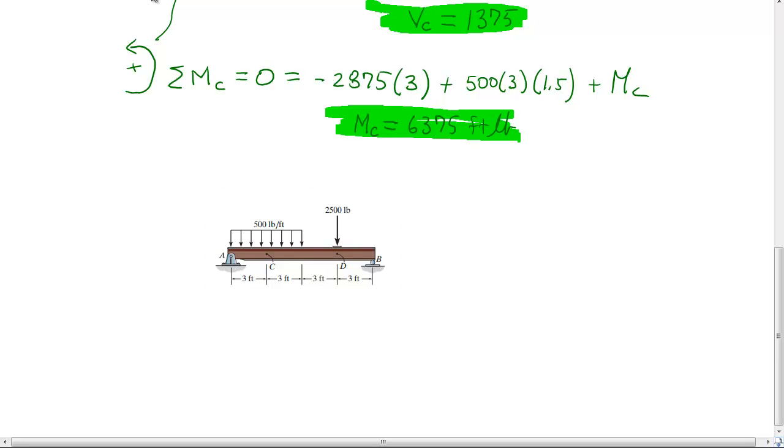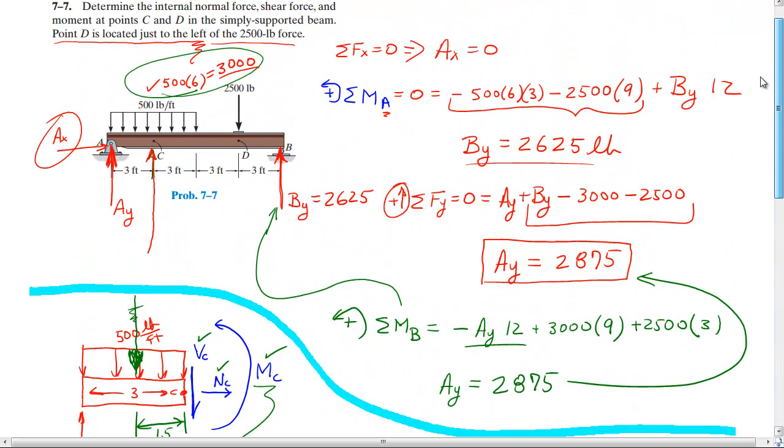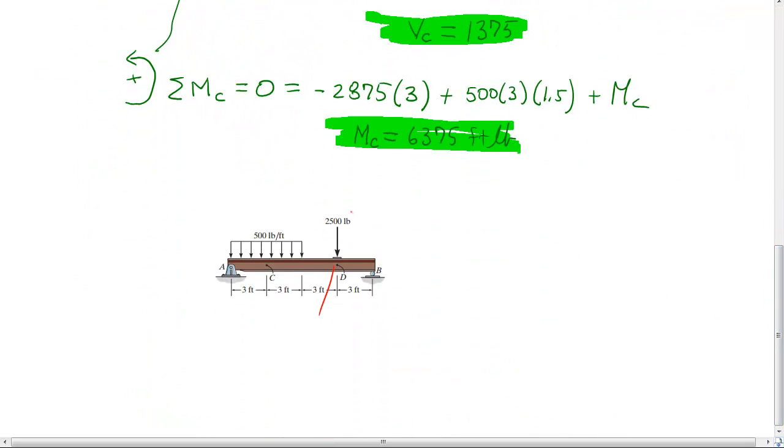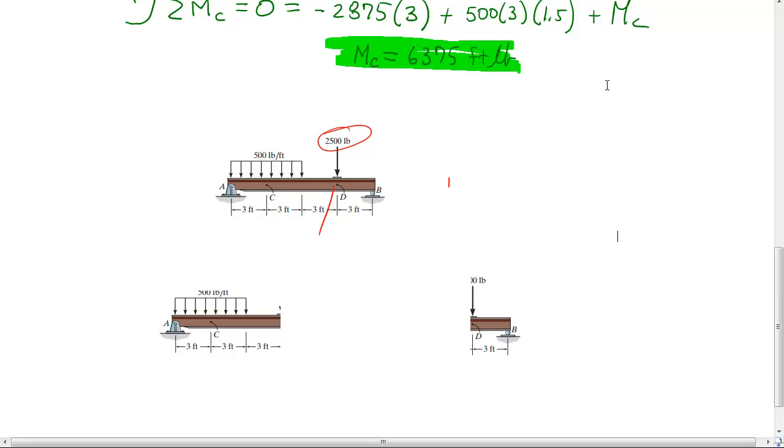But I'm wanting to know the load just to the left of D. Now wait a minute, was it to the left or right? Okay, just to the left of the 2,500 pound load. So we could split the beam into two parts. One part here. I'll even do it on this. Okay. All right. We have split the beam. I have the beam split in two.